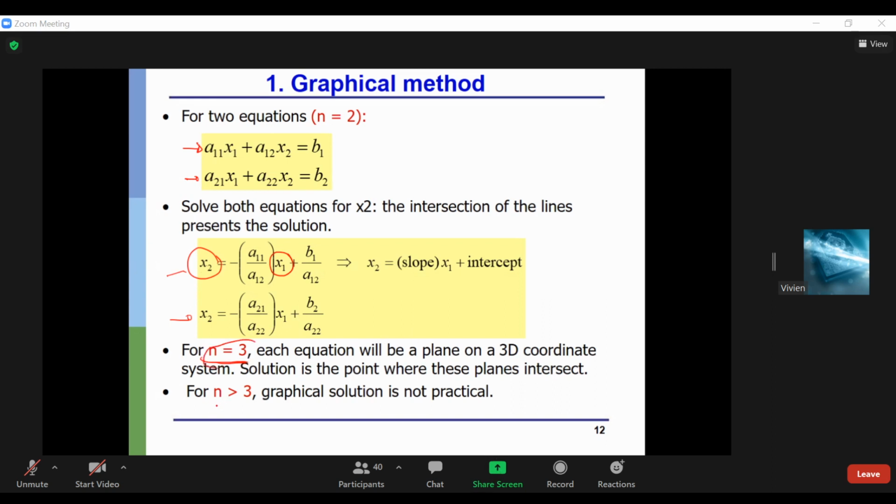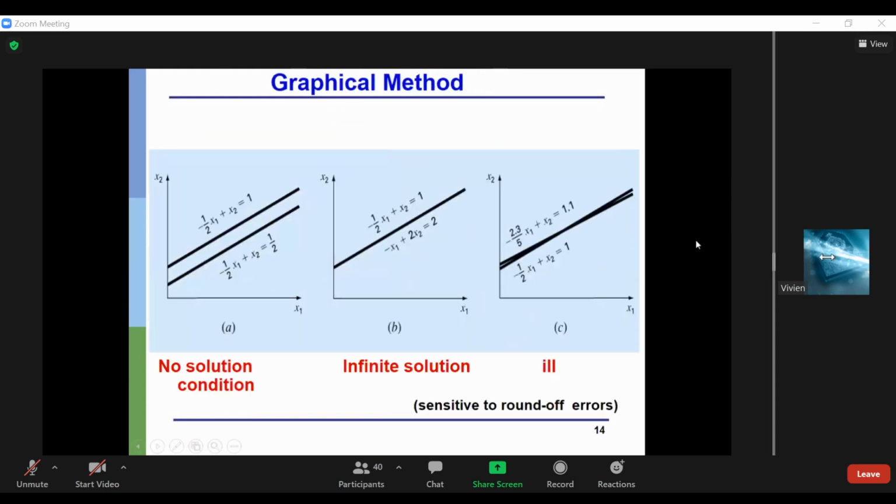If we think of n equals 3, it is already quite complex. Now, what if we have n greater than 3? Say we have 1,000 equations. How do we do the graphical solution? This is not practical at all. So what we can do is find other methods, which are Cramer's rule and the method of elimination.